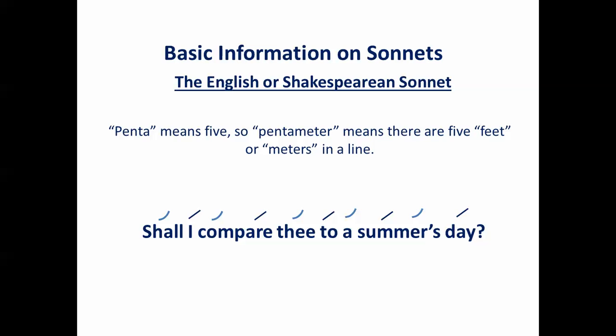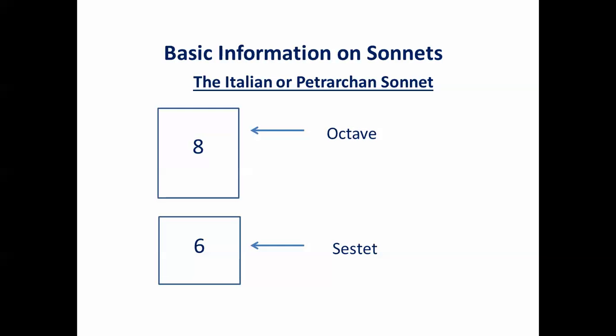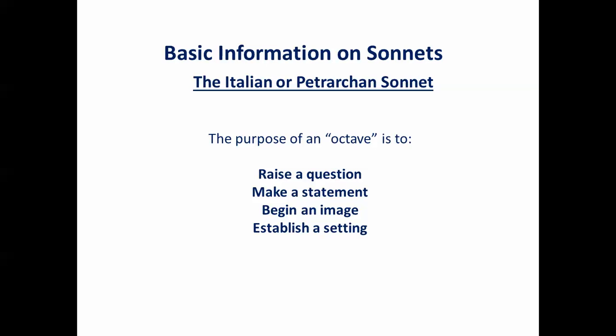Now, there is a second kind of sonnet form called the Italian or Petrarchan sonnet. Petrarch was a medieval Italian poet. He wrote a lot of love sonnets to his loved one, Beatrice. And he used a different form, a 2-part form. The beginning section consists of 8 lines, and it's called an octave. And the second section, which is composed of 6 lines, is called a sestet. Now, the purpose of an octave is to do one of several things. Sometimes it raises a question. Sometimes it makes a statement.